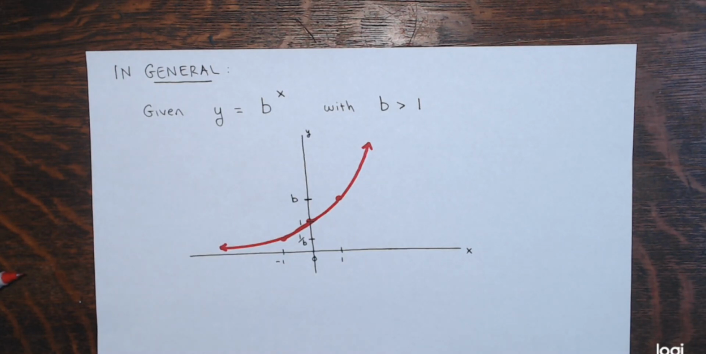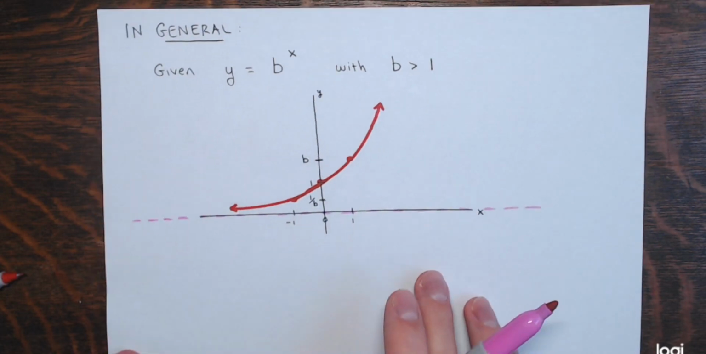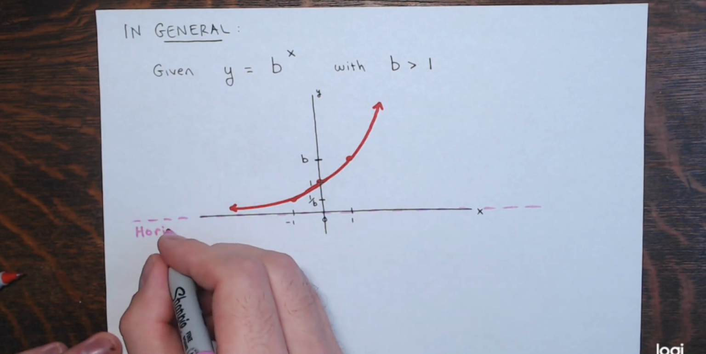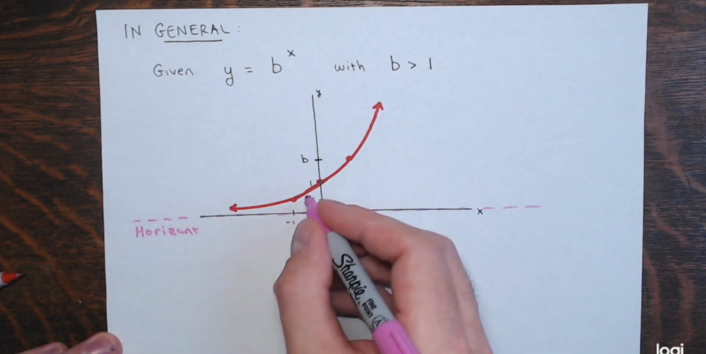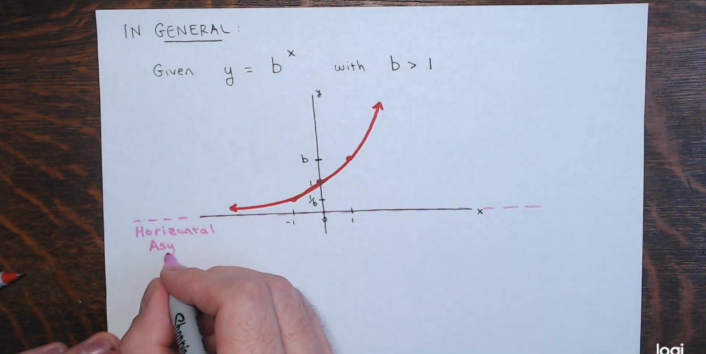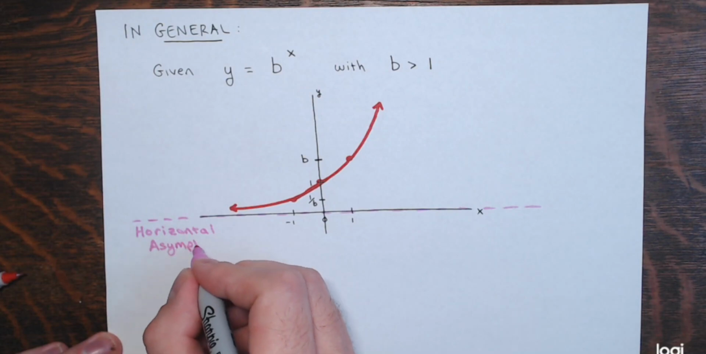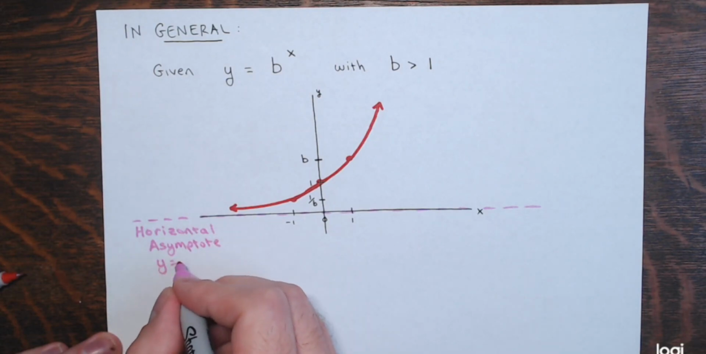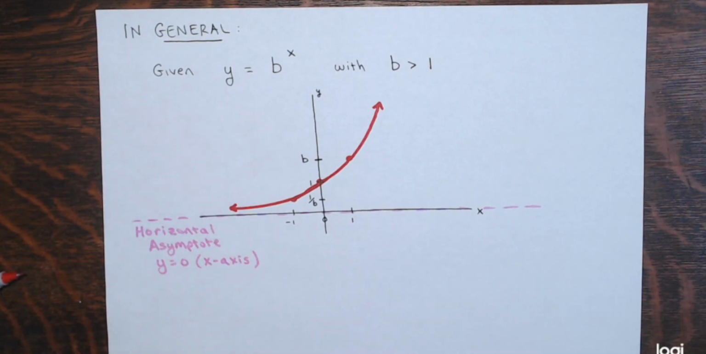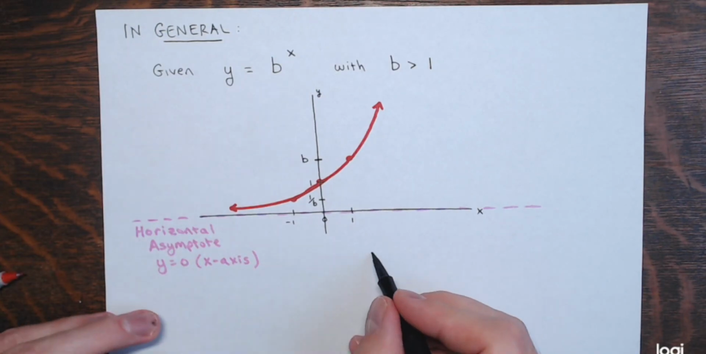So all the properties we saw in the first three questions with 3 to the x, 7 to the x, and 2.5 to the x are the same properties that any basic exponential function with a base bigger than 1 will have. It'll have a horizontal asymptote at y equals 0, the x-axis, because the graph will get closer to this without actually touching it as you move to the left. And it'll have those three properties that I mentioned for all those other three graphs.